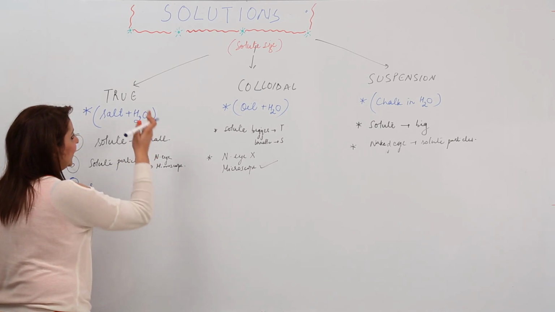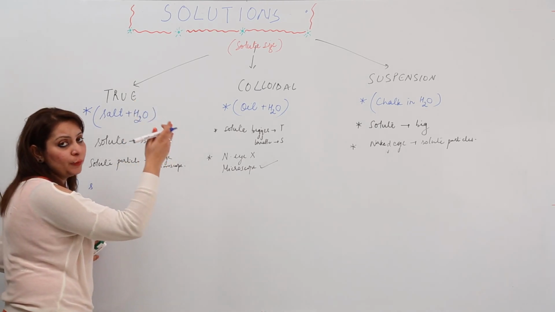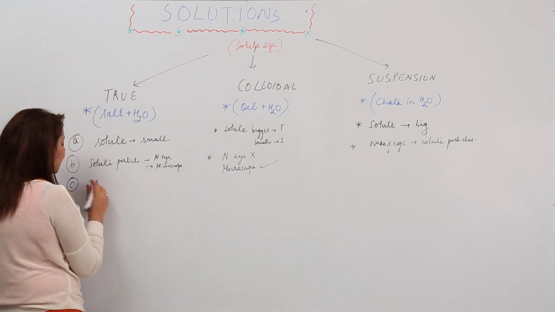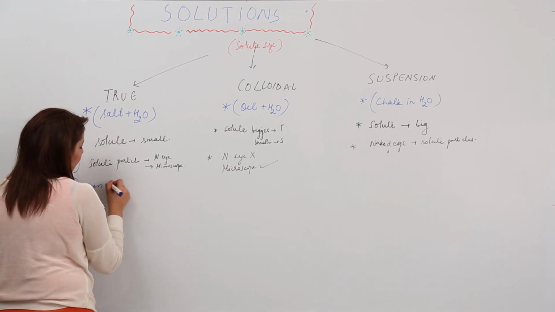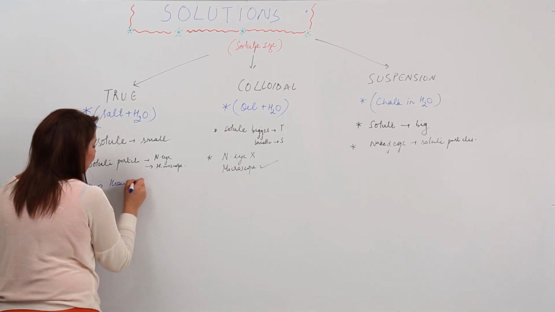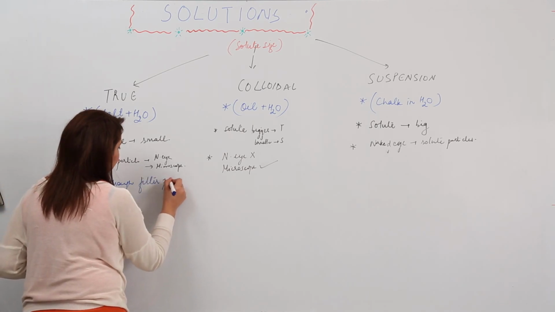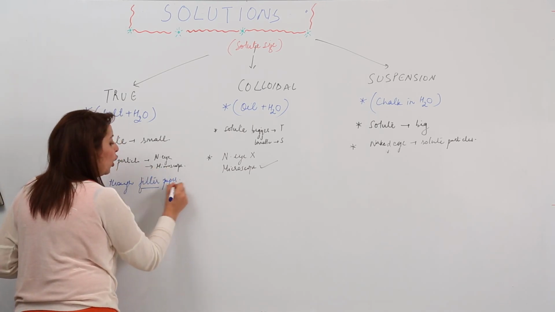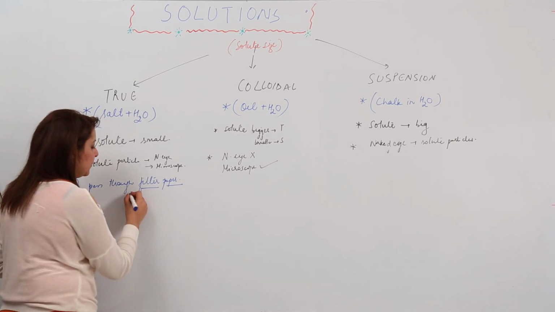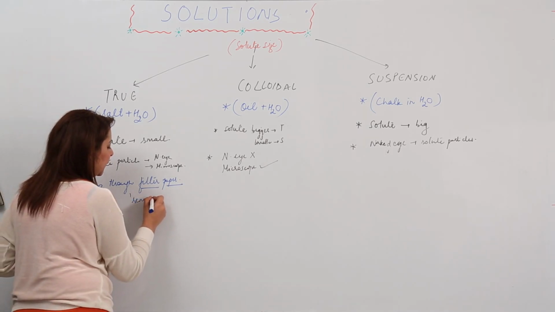I'm telling you that when I pass this true solution through a filter paper, what happens? It passes through the filter paper. That means the solute particles do not get separated. They pass through a filter paper. Or instead of using a filter paper, I use a semi-permeable membrane.